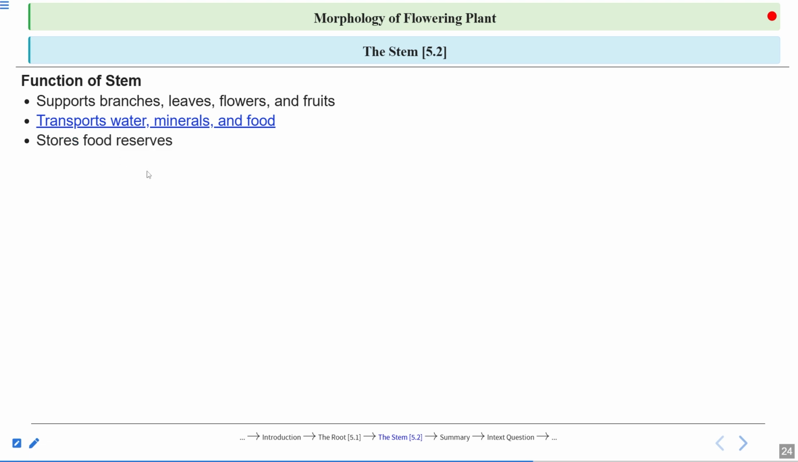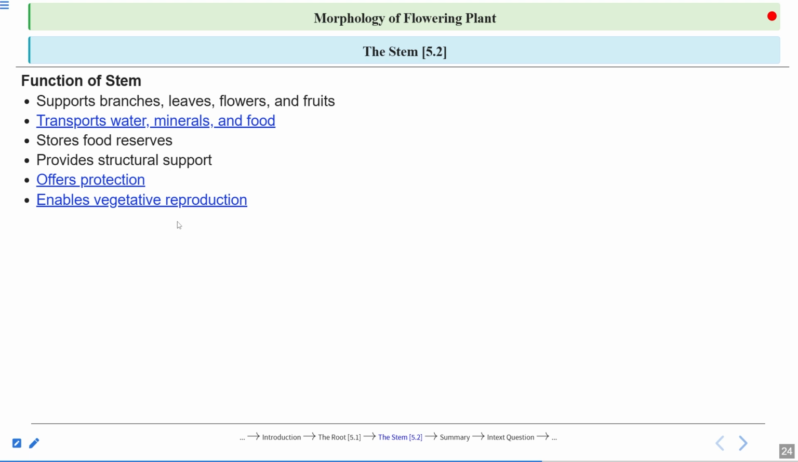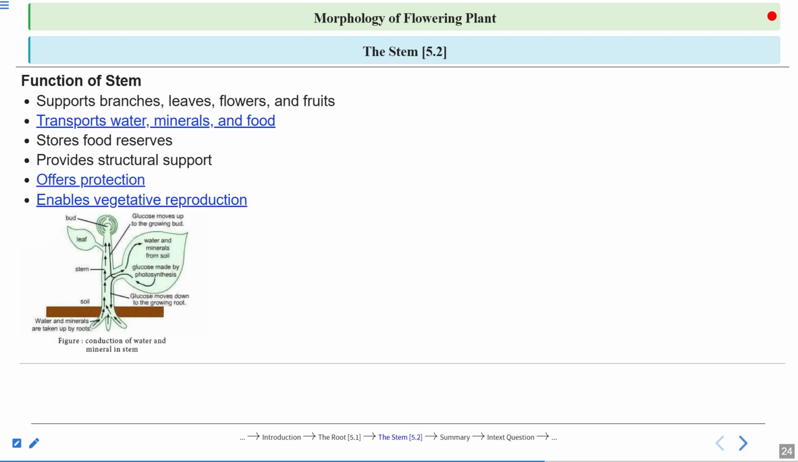Stores food reserve. Some of the stem stores the food material. The very good example is the sugarcane and the potato. That is a tuberous type of stem. Provides structural support. Offers protection also, and enables vegetative reproduction. In some of the plants, they follow vegetative reproduction. Vegetative reproduction we see in the case of rose plant. You take a cutting of the rose stem, and from that stem part new leaves emerge out, right? So they are helping in vegetative reproduction.